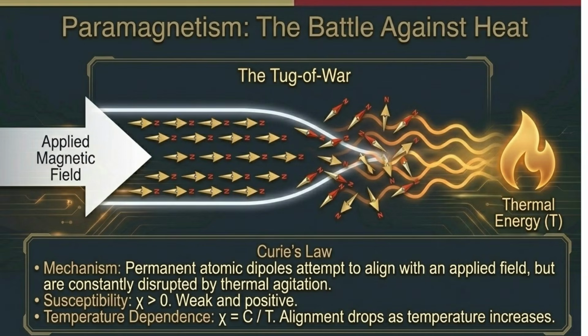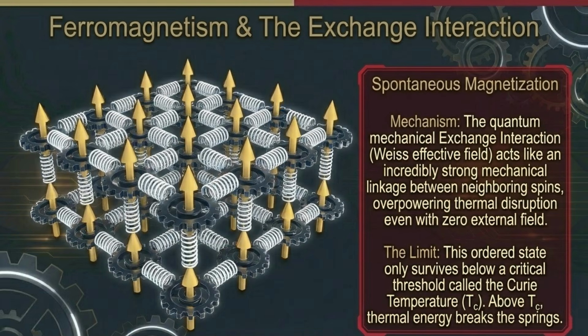Paramagnetism involves permanent atomic dipoles attempting to align with an applied field, constantly disrupted by thermal energy. Curie's law shows susceptibility is weak, positive, and decreases as temperature increases. Ferromagnetism involves spontaneous magnetization due to the quantum mechanical exchange interaction. This strong linkage overpowers thermal disruption below the critical Curie temperature, T sub C.